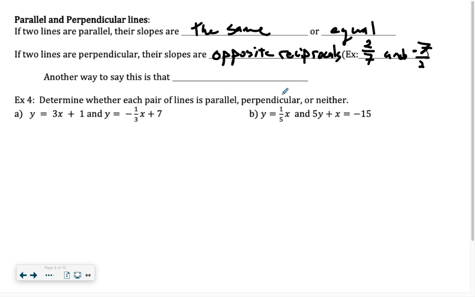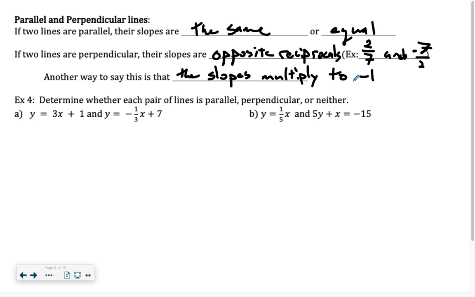That's what reciprocal means. Now, another way to say that is that the slopes multiply to -1. Opposite reciprocals will always multiply to -1. In our example, 2/7 times -7/2, if I just multiply straight across, I would get -14/14, which would just reduce to -1. So let's go through a few examples here real quick.